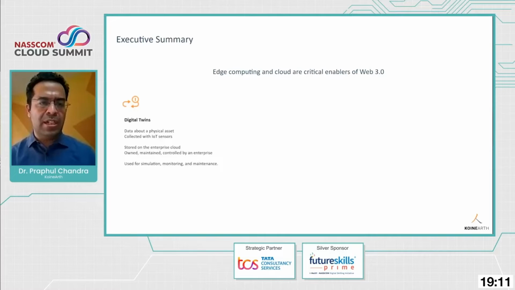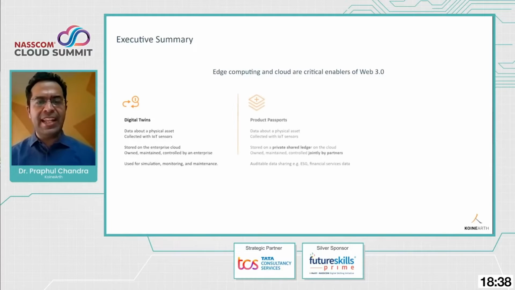You start with data about a physical asset, which is collected using IoT sensors. There is your edge. This is typically streamed back, after some pre-processing on the edge, to the enterprise cloud. This data is typically owned, maintained, and controlled by an enterprise. And therefore, later on, the enterprise uses it either for simulation or monitoring the physical device or for maintaining it in some way. This idea, as I said, has been well established with IoT and edge computing for some time now.